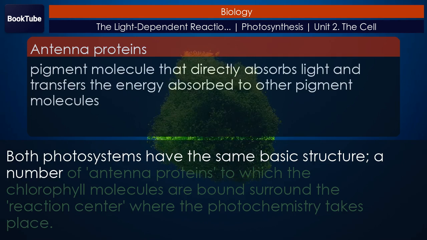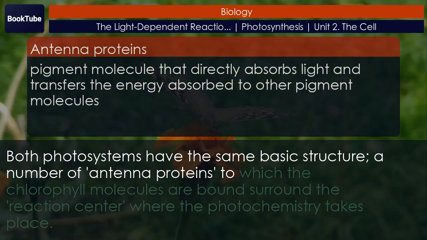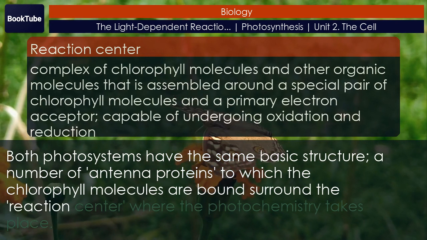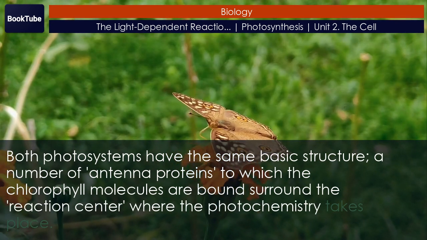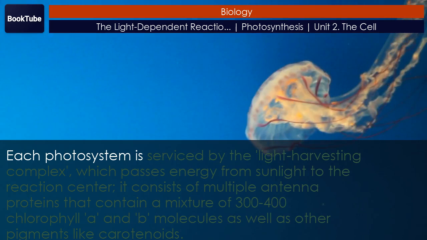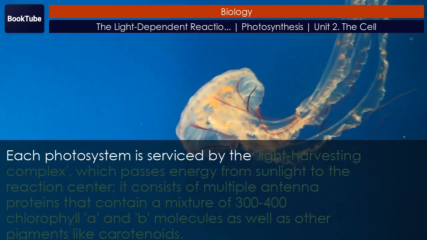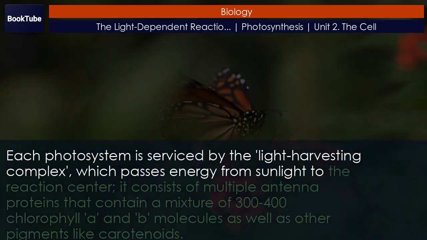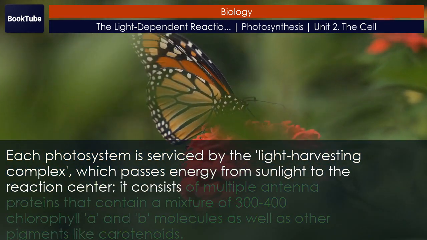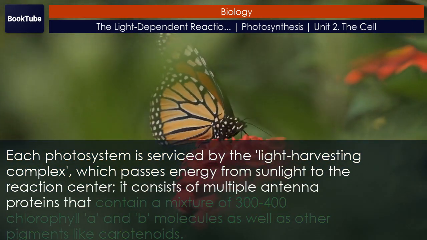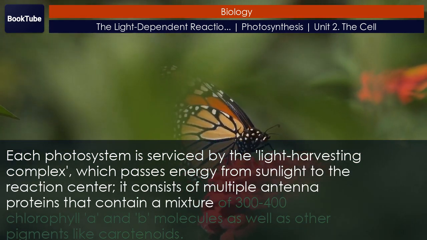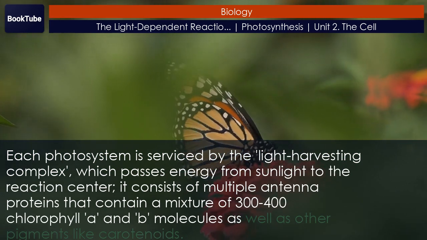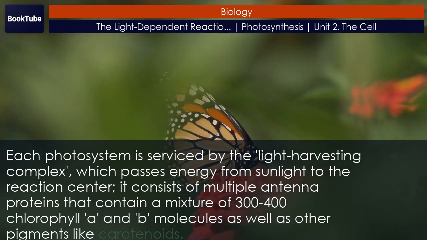A number of antenna proteins to which the chlorophyll molecules are bound surround the reaction center, where the photochemistry takes place. Each photosystem is serviced by the light harvesting complex, which passes energy from sunlight to the reaction center. It consists of multiple antenna proteins that contain a mixture of 300 to 400 chlorophyll A and B molecules as well as other pigments like carotenoids.